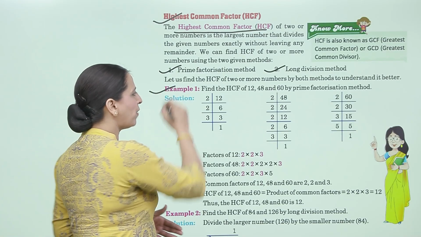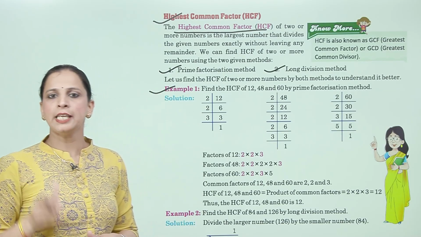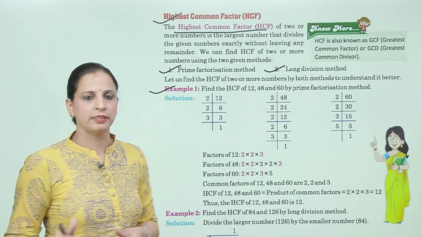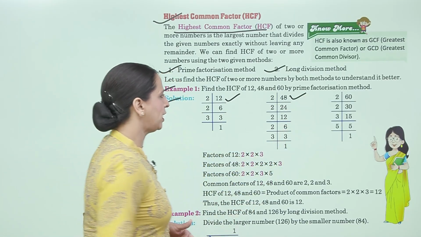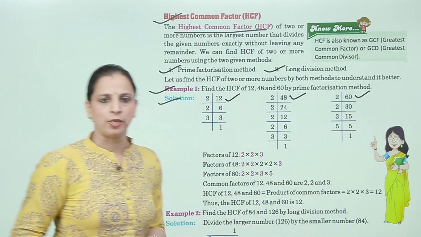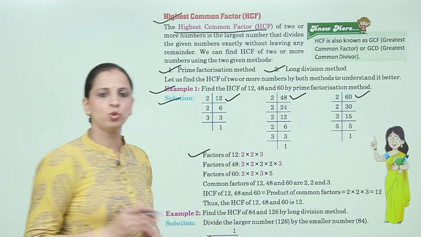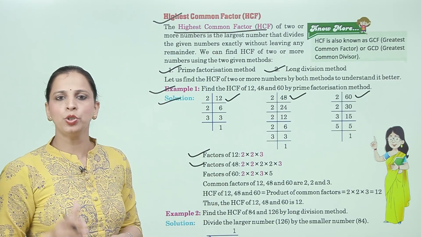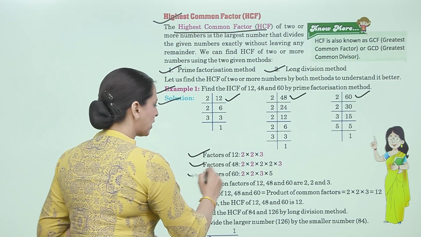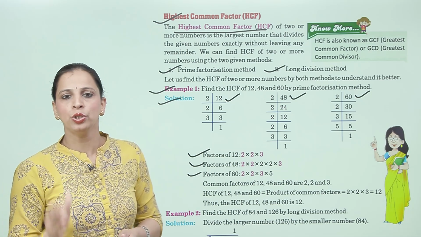Now example 1. Find the HCF of 12, 48 and 60 by prime factorization method. Solution. Prime factors of 12, prime factors of 48 and prime factors of 60. Factors of 12 is 2 into 2 into 3. Factors of 48 is 2 into 2 into 2 into 2 into 3, and factors of 60 is 2 into 2 into 3 into 5.